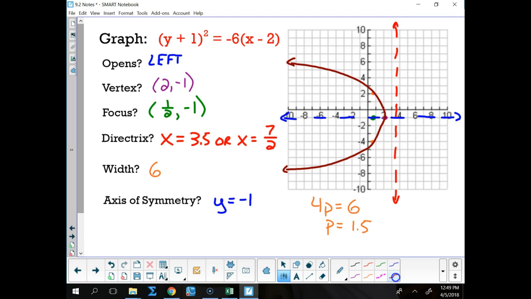So is it like whatever the square term is the axis of symmetry? Yeah. And whatever's not squared is going to be your directrix. Your directrix and your axis of symmetry can't be the same letter, because they're perpendicular.